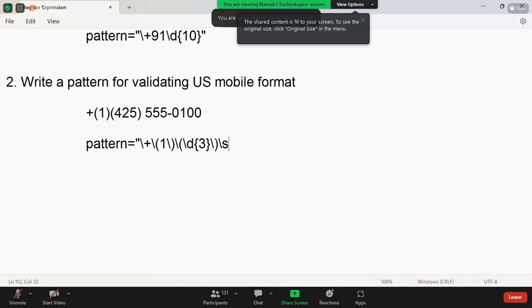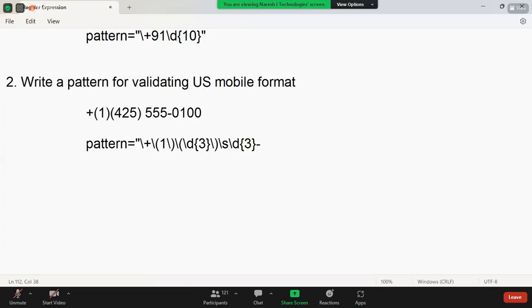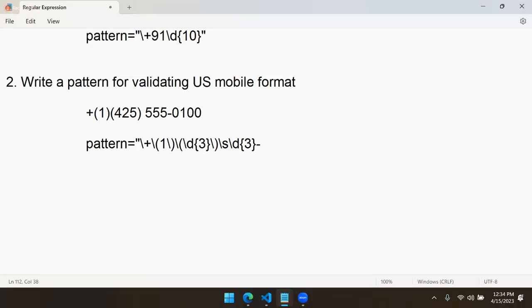Parenthesis open and close, then \s, \d, how many? 3. After that, hyphen, directly hyphen. After that, \d, how many? 4. That's how we write. Right? If anybody sees this, he will be confused. Without learning all the patterns, if anybody sees this, it will look like some alien code. You can't understand what is happening there. But if you already learnt all the pattern formats, then it is easy. So this is how it works.